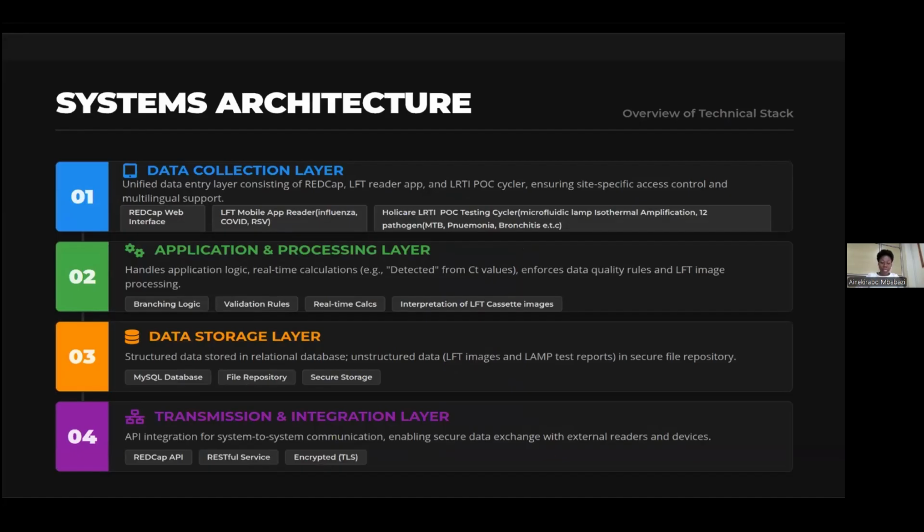Next slide, please. So the current setup is set up in such a way that we have the data collection layer, which is a collection of different tools, and one is the REDCap itself. And then also we have the LFT reader that Qianyi presented earlier. And then also we have a point of care instrument that is specifically capturing pathogen data for MTB, pneumonia, bronchitis, among other diseases. And then also the LFT tool is specifically for the upper respiratory tract infections.